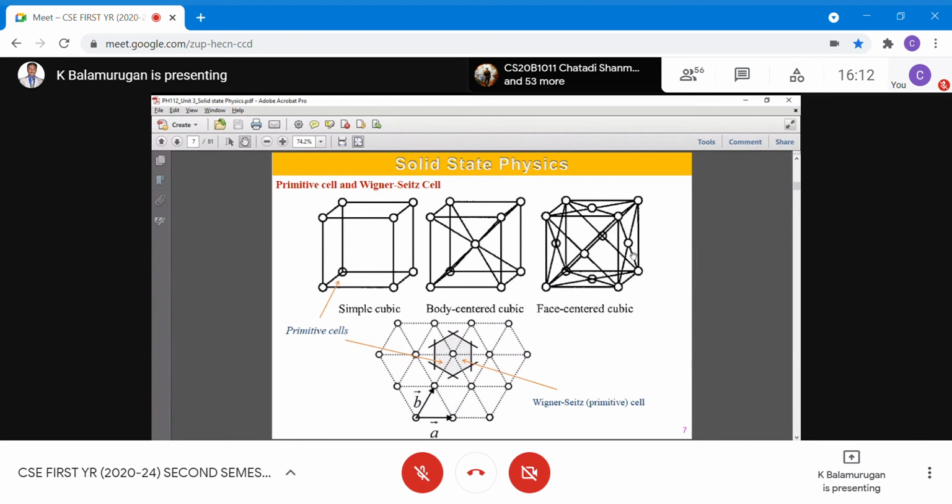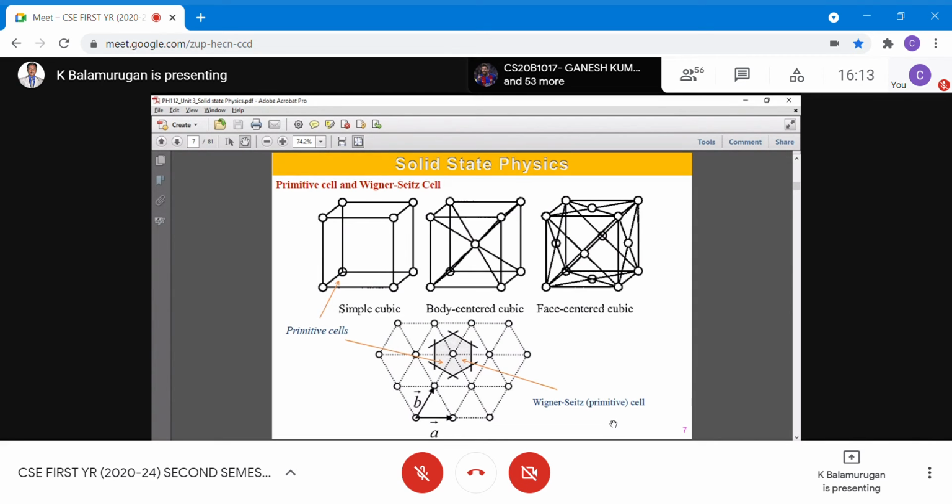Likewise, the 7 crystal systems are subdivided into multiple lattice types: simple cubic, base-centered, face-centered, like that. Those details are not much necessary for you. The syllabus is prescribed to look more at the material aspect and go deeper into solid-state physics. The other one is called the Wigner-Seitz primitive cell.